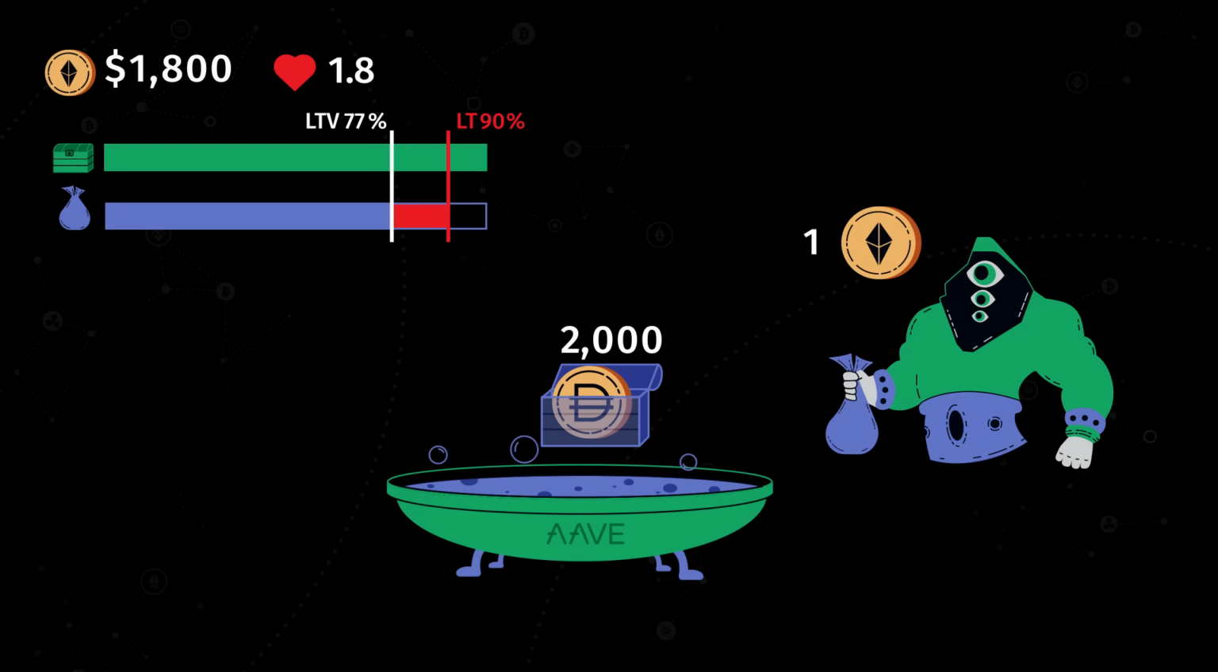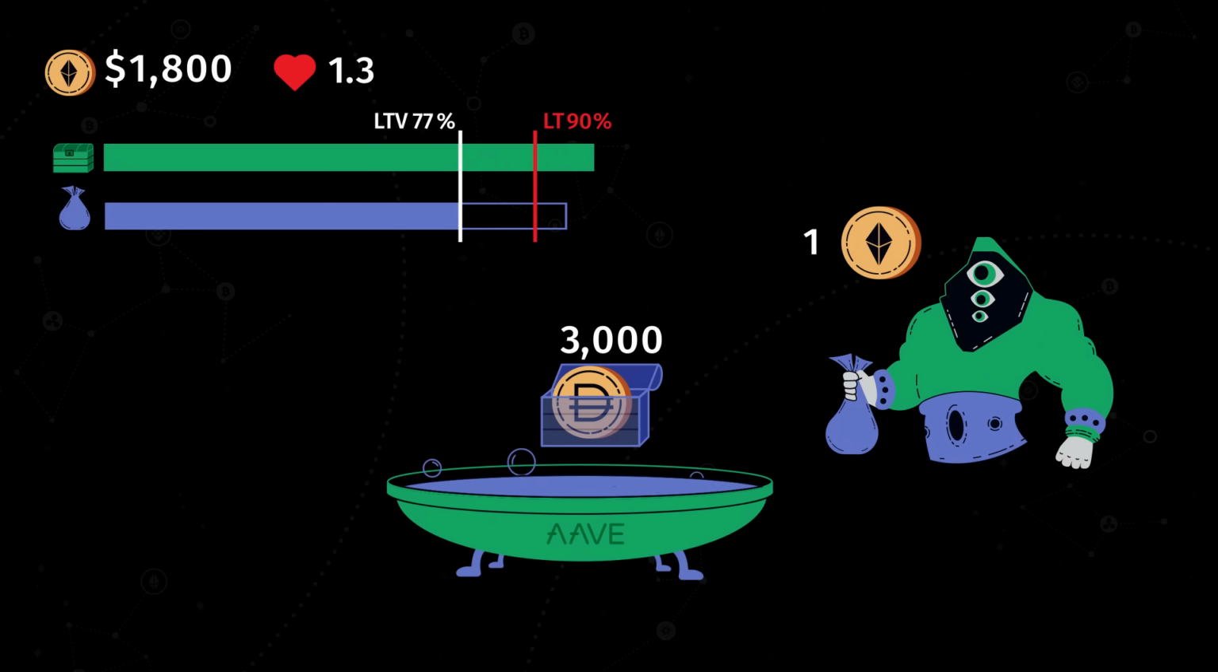So with ETH close to $1,800, Bob's health factor falls down to 1, as his loan risks hitting 90% of his collateral and thus reaching the liquidation threshold. And then Bob has two choices. He can pay back some of the borrowed ETH so that his health factor goes up, or he can put more DAI as collateral, also increasing his health factor.